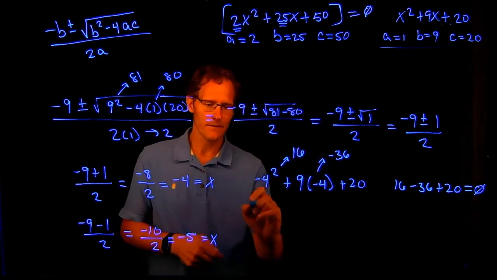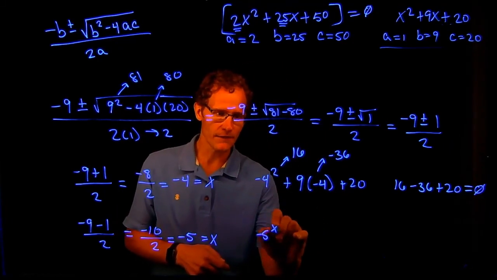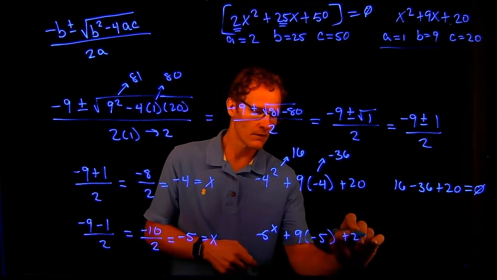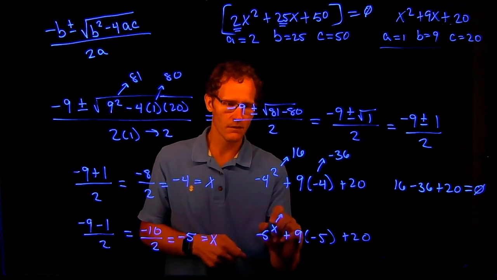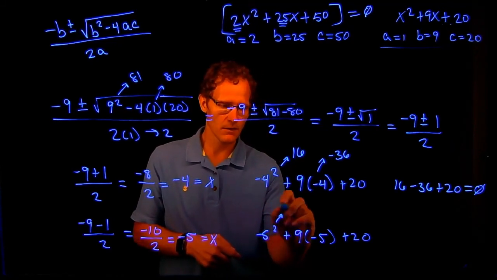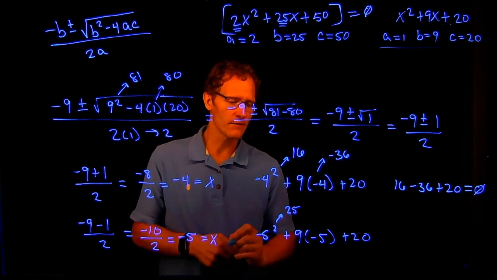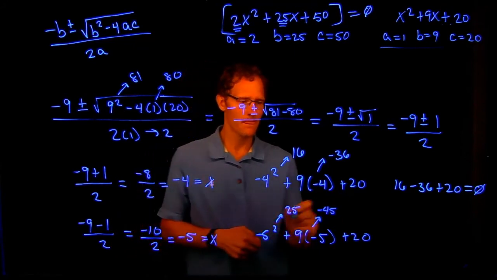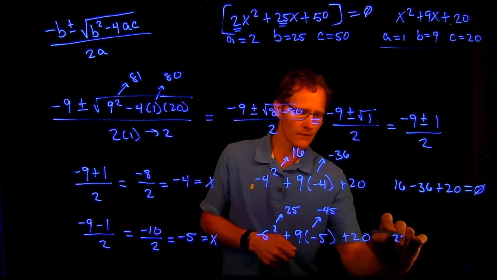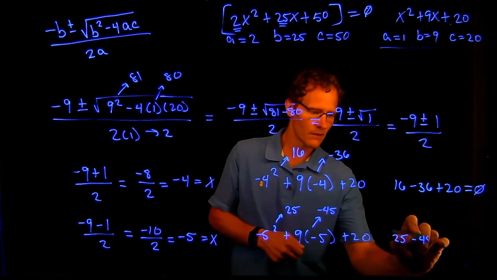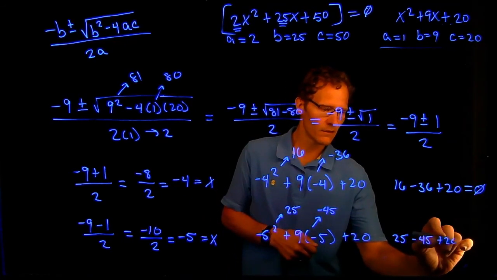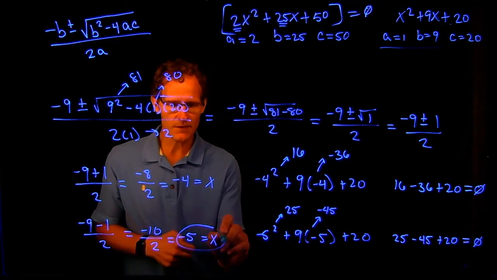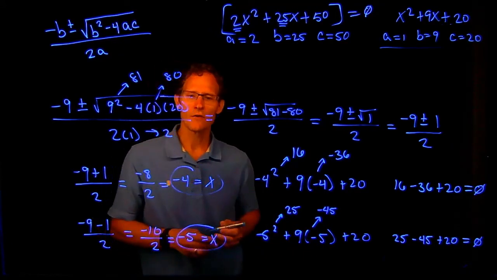Now negative 5. Negative 5 squared plus 9 times negative 5 plus 20. Negative 5 squared is 25, and 9 times negative 5 is negative 45. So we plug these in: 25 minus 45 plus 20. Indeed, these equal 0. So we've confirmed that these are the two solutions for our quadratic equation.